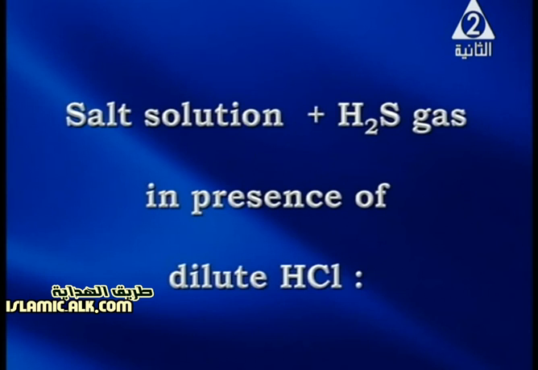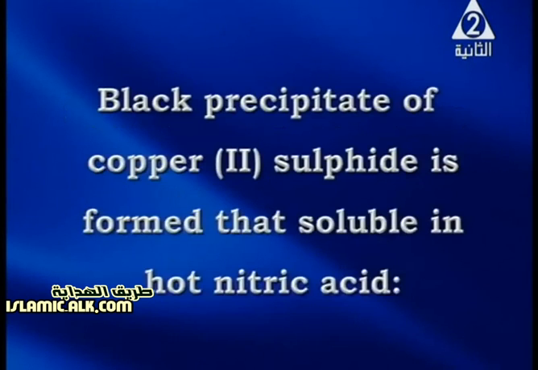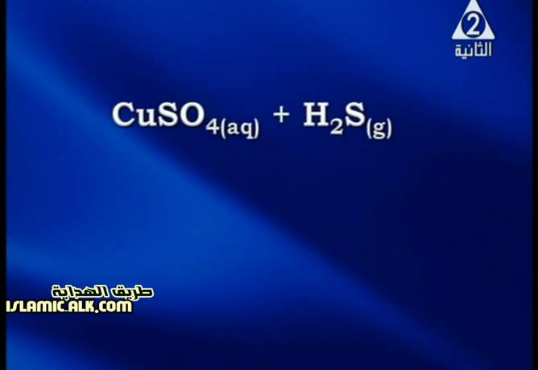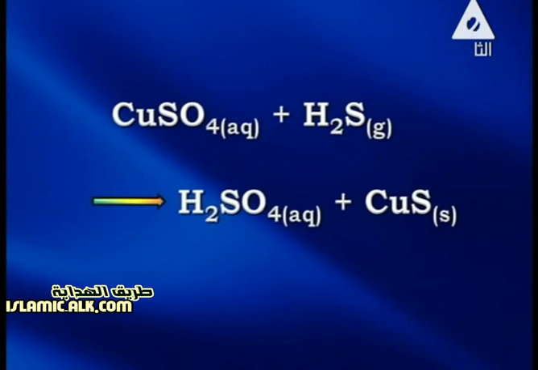The test for copper 2 ion. The salt solution plus hydrogen sulfide gas in the presence of dilute hydrochloric acid, the black precipitate of copper 2 sulfide is formed that is soluble in hot nitric acid. Here the equation proceeds on the screen. Copper sulfate solution plus hydrogen sulfide gas gives sulfuric acid aqueous solution and copper sulfide black precipitate.